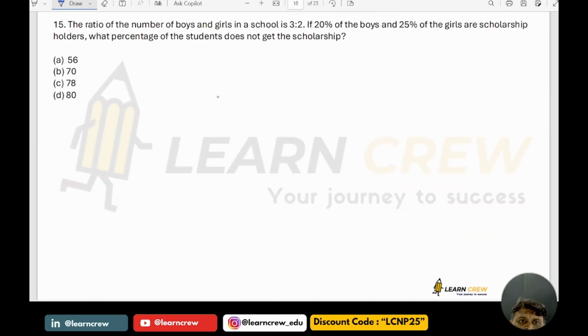The ratio of the number of boys and girls in a school is 3:2. I am taking boys as 300 and girls as 200. 20% of boys and 25% of girls are scholarship holders. 20% of boys, 20% of 300 is 60. 25% of girls is 50.